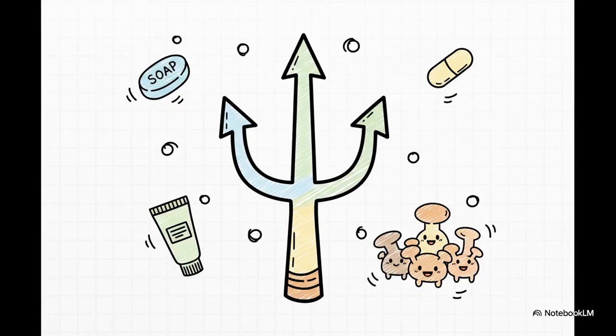So once it's diagnosed, the treatment strategy is usually a three-pronged attack. First up is prevention. Simple things, good hygiene, that's key. Then you have topical agents. These are the creams and ointments you put directly onto the skin. And finally, for the really stubborn or widespread infections, doctors turn to systemic agents. These are the medicines you actually take by mouth.